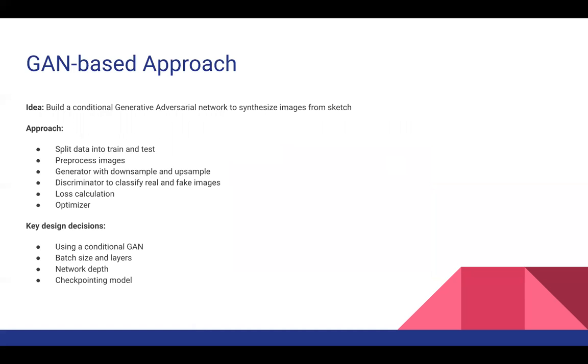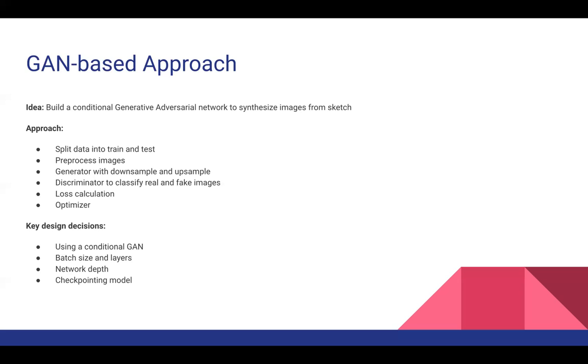Our idea is to build a conditional adversarial network to synthesize an image from the sketch. The approach first splits the data into train and test, preprocesses the image, then runs it through the generator with downsampling and upsampling based on a set number of layers. The discriminator is used to classify the real and fake images, and then the loss for the two is calculated independently, merged together, and an optimizer is used, and then the model is built.